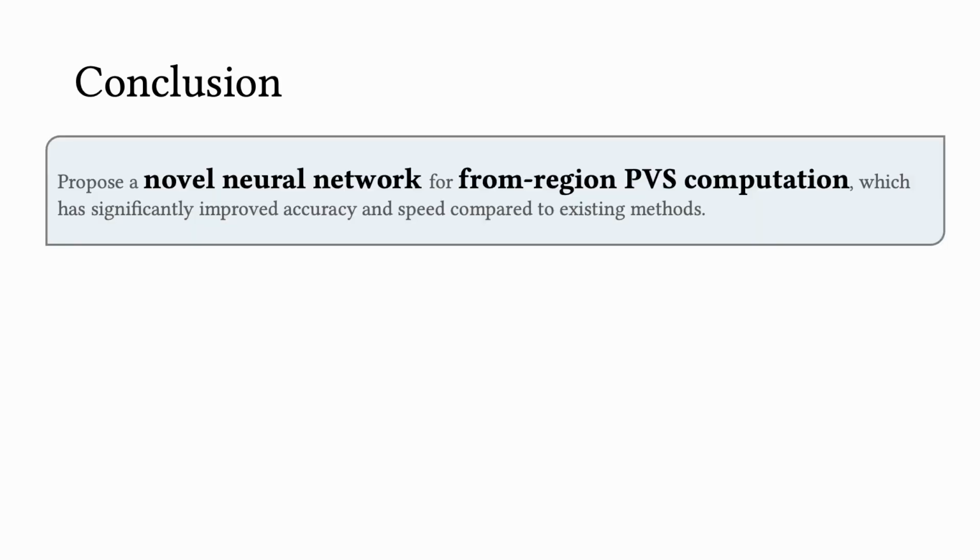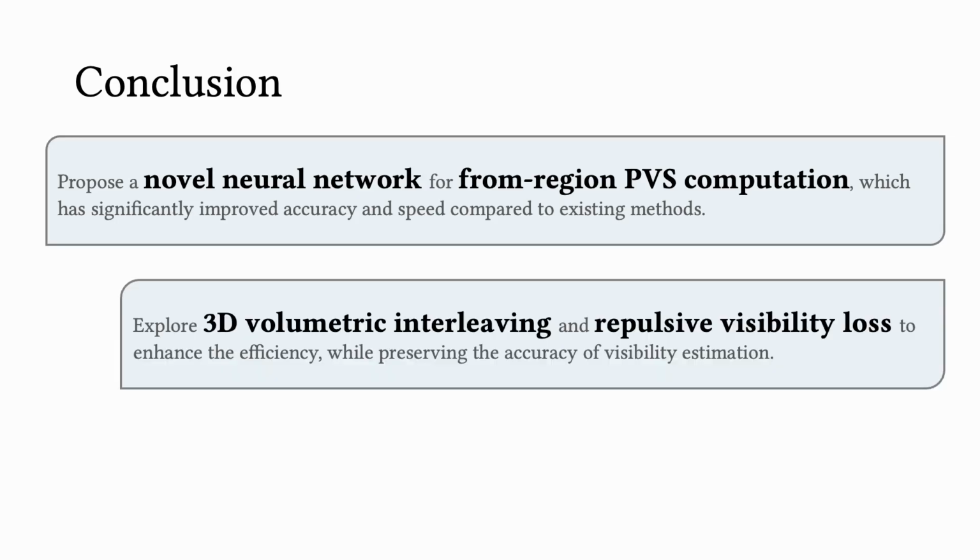Our main technical contributions can be summarized as follows. We propose a novel neural network for from-region PVS computation, which has significantly improved accuracy and speed compared to existing methods. We explore 3D volumetric interleaving and repulsive visibility loss to enhance the efficiency of the neural network while preserving the accuracy of visibility estimation.